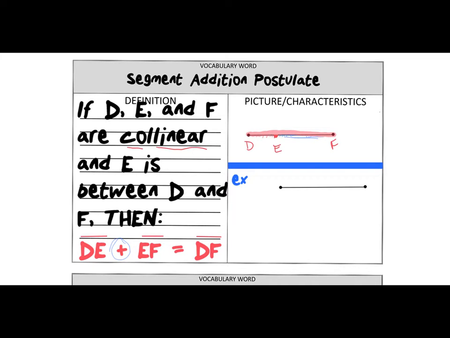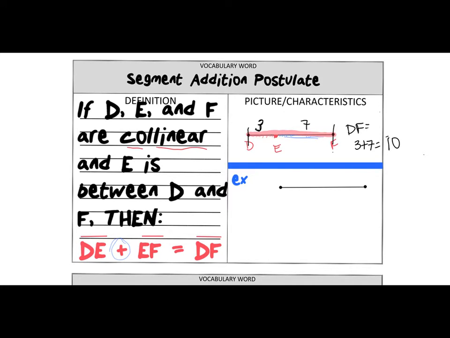Let's use this with numbers. So for example, if this was length, I don't know the way I put the point. Let's just say this was 3 units and this was about 7 units. That means if you were to find the length of DF, which is the entire thing, then you would just take 3 plus 7 and add it, and done. So the entire length is 10.